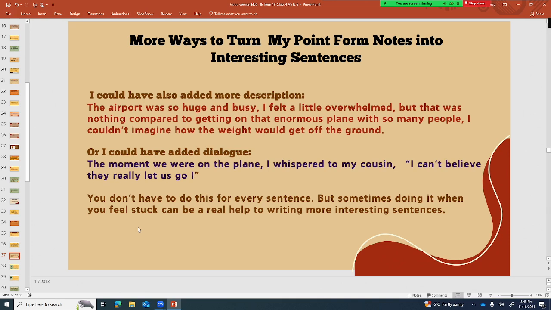By the way, it's a run-on sentence. I haven't fixed it. Or I could have added dialogue. The moment we were on the plane, I whispered to my cousin, "I can't believe they really let us go." Okay, so you don't have to do this for every sentence, but sometimes doing it when you're feeling stuck or at the beginning can be a real help to getting those creative juices flowing and being able to write more interesting sentences.